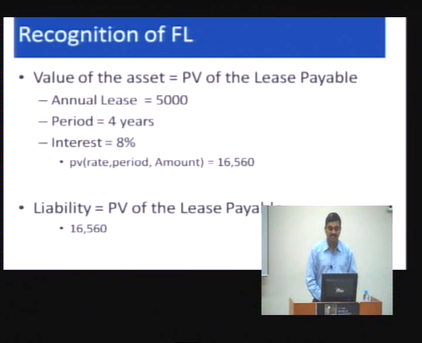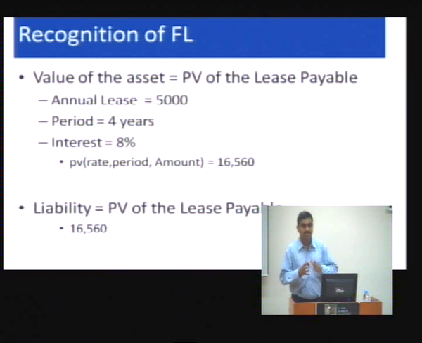So that means you create an asset and a corresponding liability. Now let us take an example to understand that. Suppose the annual lease is 5,000, the period is 4 years, and the interest rate is about 8%. Let us assume that this is a finance lease.